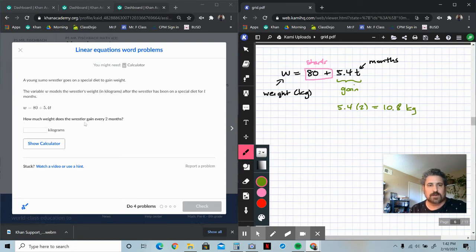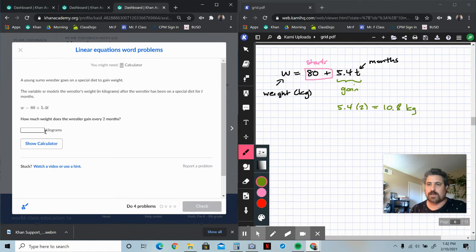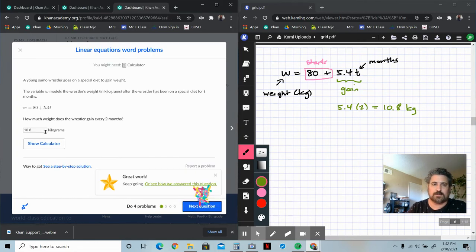So how much weight does the wrestler gain every 2 months? I would say 10.8 kilograms. Right? Because that is the starting value, right? That's his initial weight. And then this is the gain that he's having.